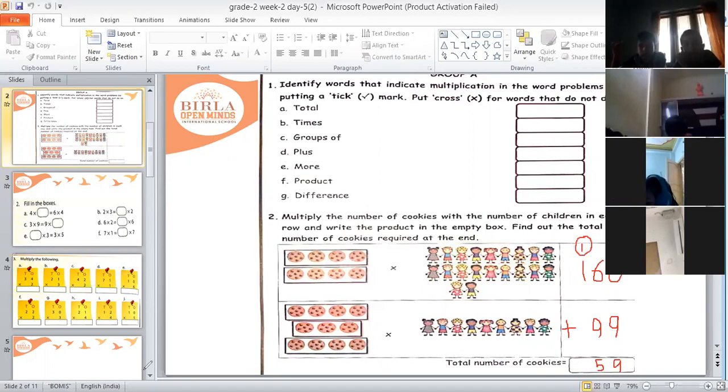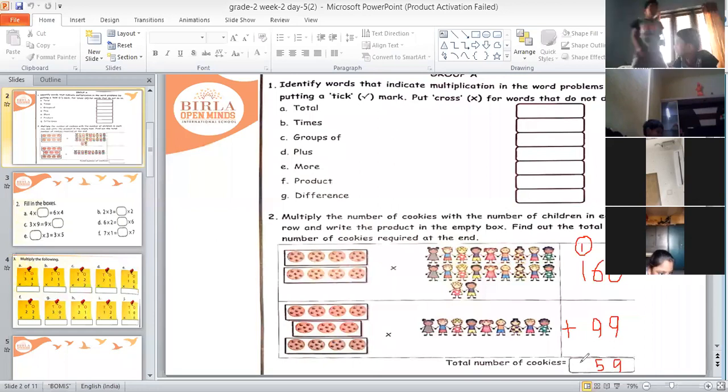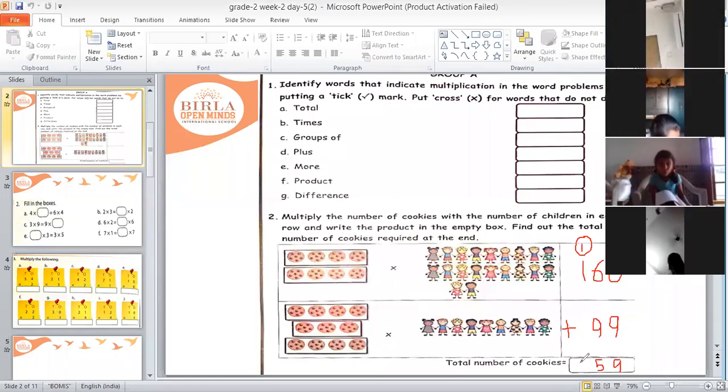Okay. Now Kartika, unmute yourself. 1 plus 1, how much? Shrivas, you tell me, 1 plus 1, how much? 2, ma'am. Yes, 1 plus 1 is 2. So we will write here 2. So answer is 259. Children, write this answer quickly.